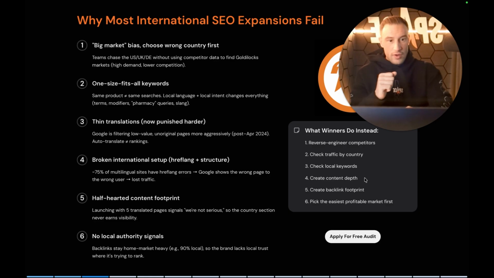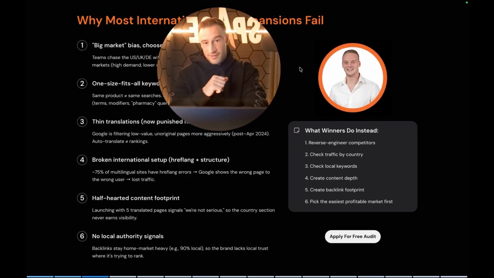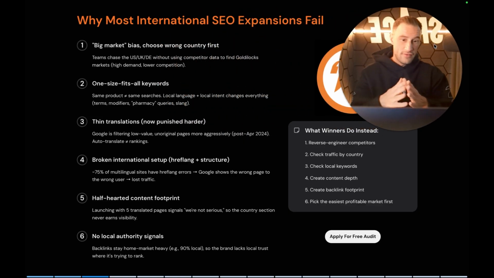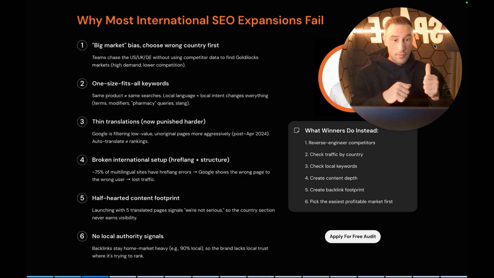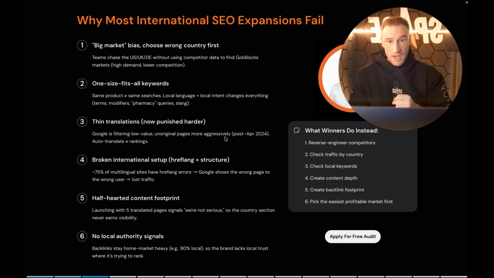So if you look at what the winners do, and this is a real winner, it's Mace, one of our founders. What winners actually do when they want to scale internationally is, first, they reverse engineer competitors, then check traffic per country, check local keywords, create content depth in the site architecture and in the content strategy itself, then create a reliable, good local backlink footprint, and then pick the easiest profitable market first, scale that up, and then start scaling to multiple countries. So that is why most international SEO expansions fail and how you can actually win.